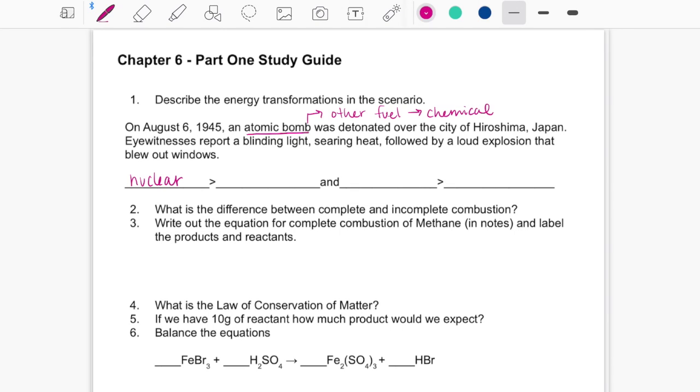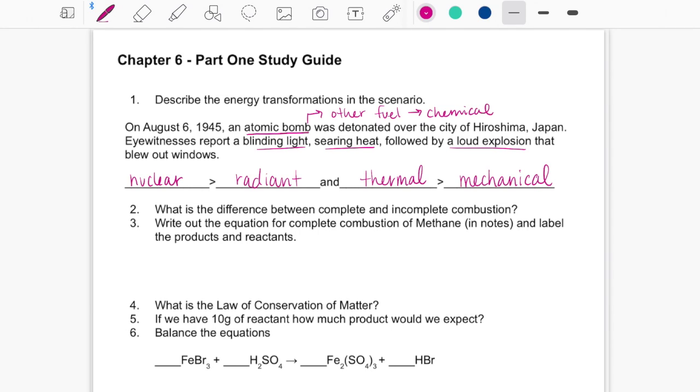Okay, if we look, the next thing is that the eyewitness reported blinding light and searing heat. So the nuclear energy was converted into light energy, which is radiant energy, and then the heat, which is thermal. All right, and then finally it says it was followed by a loud explosion. Okay, this would be sound. Remember that sound energy is a mechanical wave, so it is mechanical.